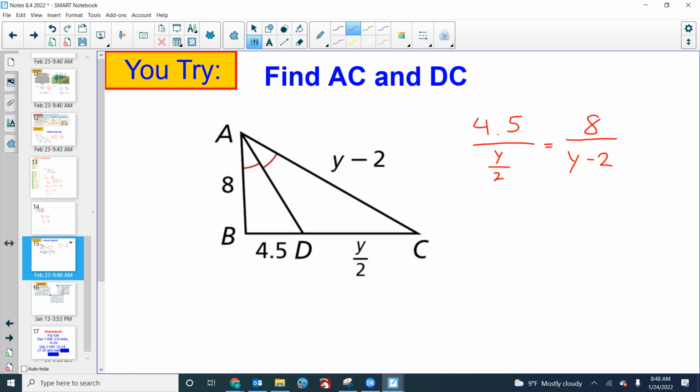This is the triangle angle bisector theorem. Did you get the same setup? That doesn't matter as much as whether you are going to be cross multiplying the same numbers that I am. If so, then you're all good. You all good? Okay. Let's cross multiply.